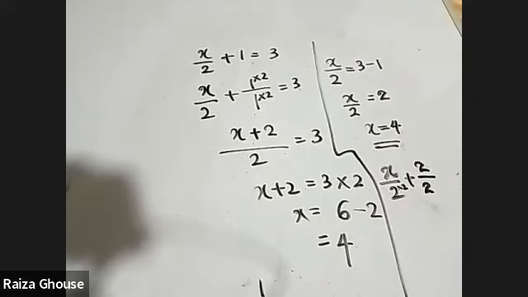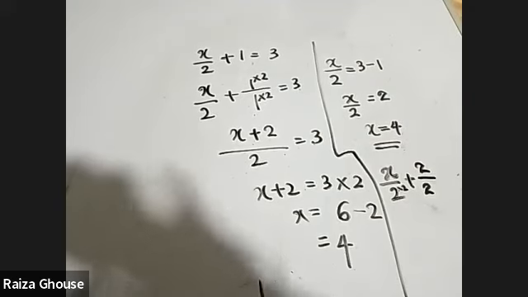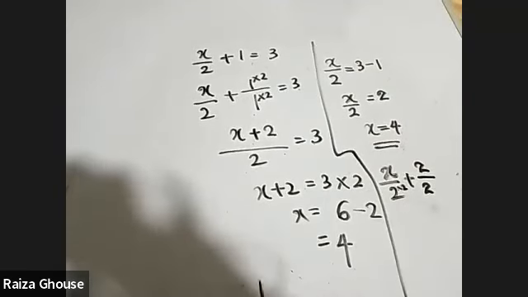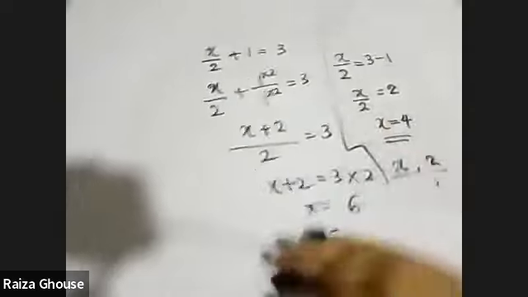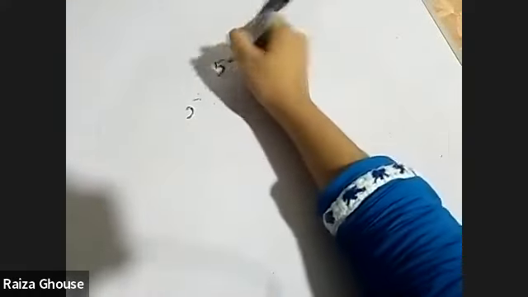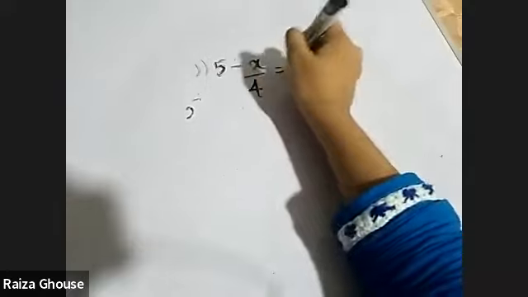Right. Who got correct answer? Any method, x equal 4. Who got correct answer? Raise your hand. Okay, good, good, very good. Most of them. Now the next one, E, F, G. G part, what is it? 5 minus x over 4 equal 1. Here also the same thing.